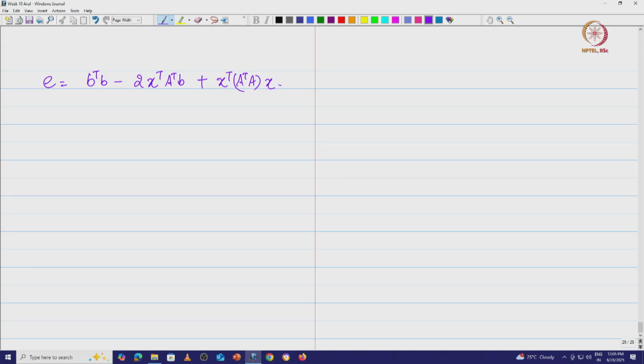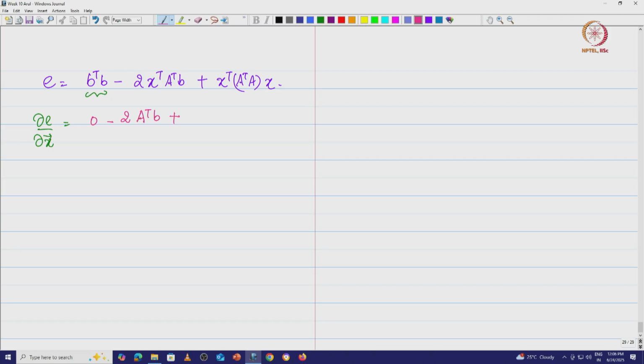Now what I need to do is take the derivative of this with respect to the x vector, dou E by dou x vector. The derivative of b transpose b is 0, as it is devoid of any x term. Then what do I have? Minus 2 x transpose into A transpose b. We just saw in the previous case that the derivative of x transpose b is nothing but the b vector itself. So I am going to take it as minus 2 times A transpose b.